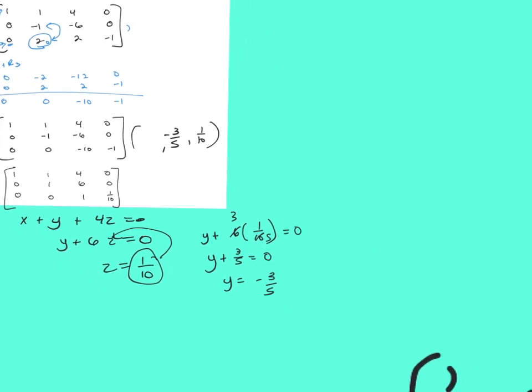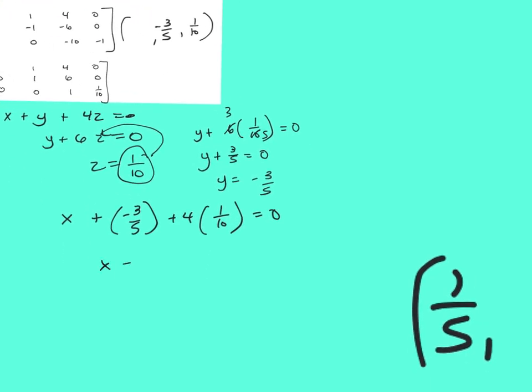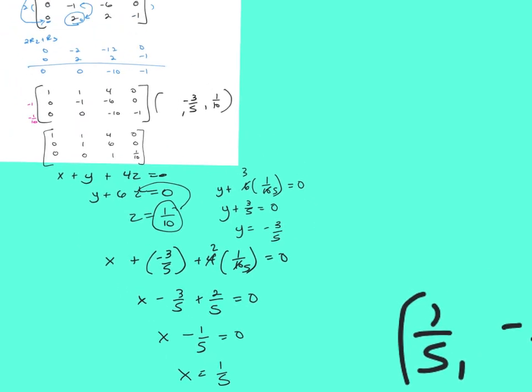And then take those and plug them into the beginning. x plus a negative 3/5 plus 4 times 1/10 equals 0. x minus 3/5 plus 2/5, and x equals 1/5.